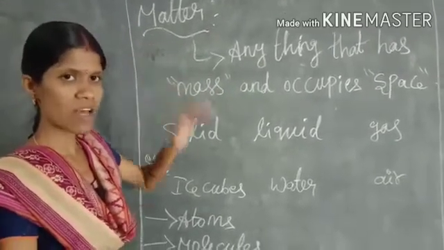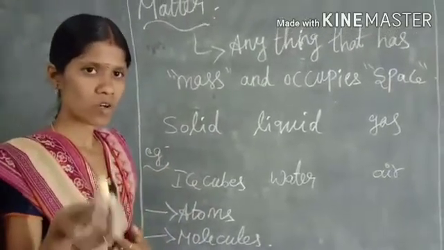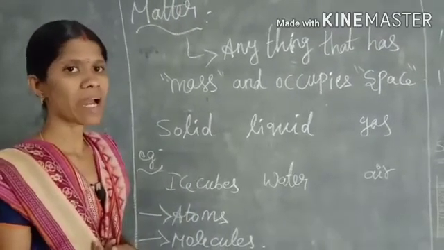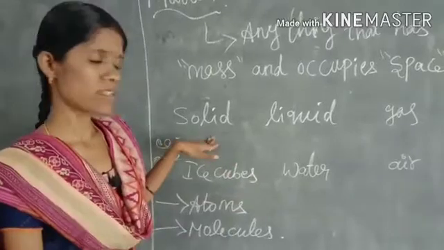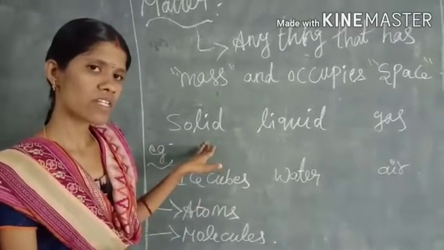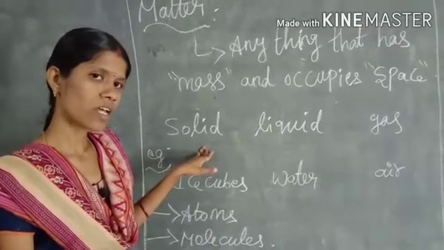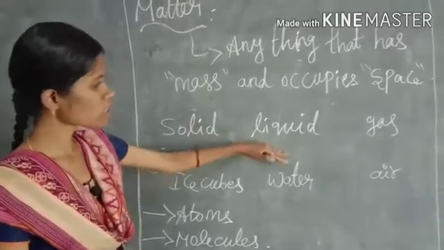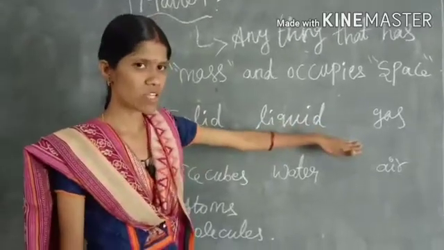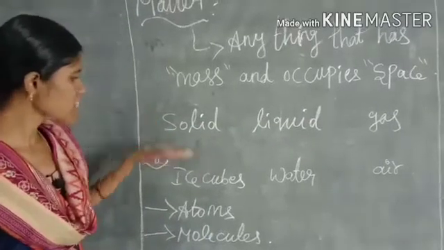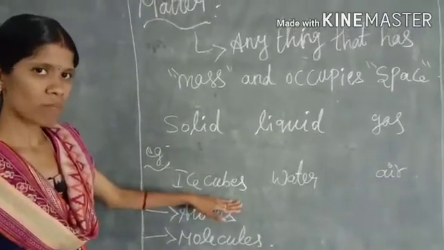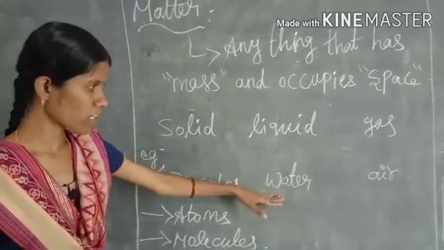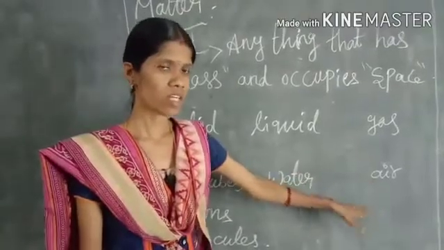For example, table, this chalk piece, pen, pencil, then stool, window, light, these are all matter. Next, what are the three states of matter? You already studied in your 5th standard class. What are the three states of matter? First one is solid, second one is liquid, and third one is gas. The example for solid is an ice cube. You are familiar with the ice cube. Ice cube is the example for solid, for liquid it is water, and for gas it is the air we breathe.